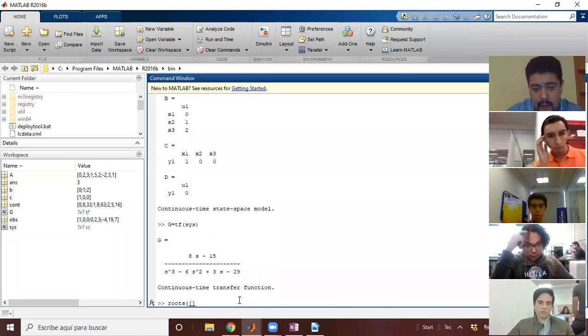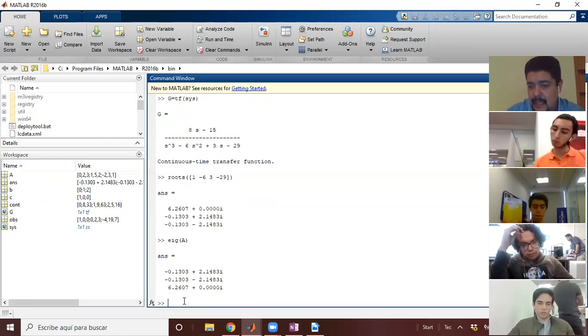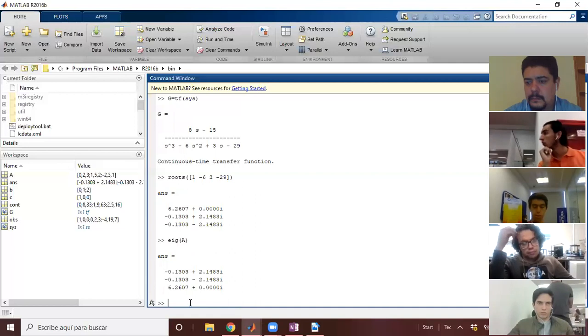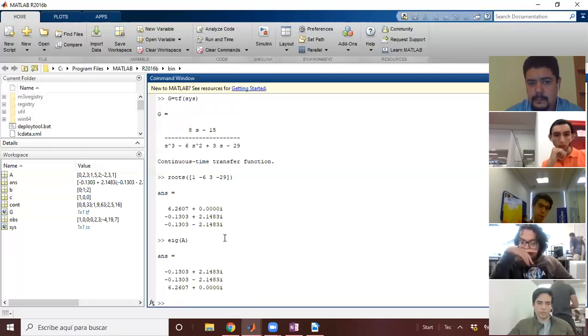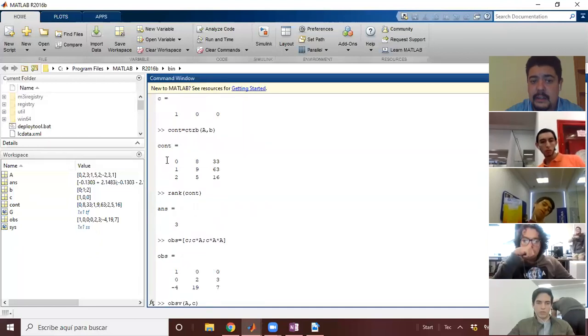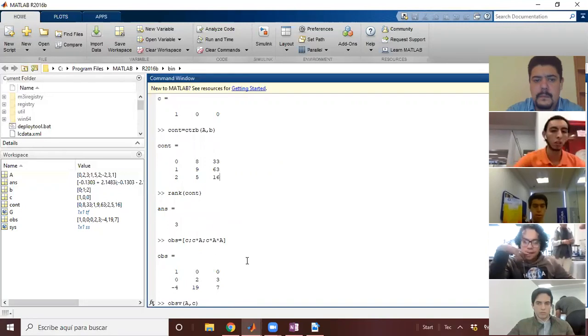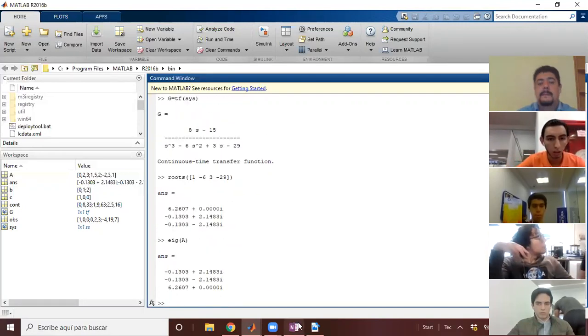Of course, the roots of 1, -6, 3, and -29 are the same as the eigenvalues of matrix A, as we should expect. So far, so good? We have just checked the observability matrix, and we have seen that this is observable. We have just checked the controllability matrix, and we have seen that this is controllable. And we now have two different representations: a state space system representation and a transfer function representation. Nothing more than that. Now, let me go to Simulink.